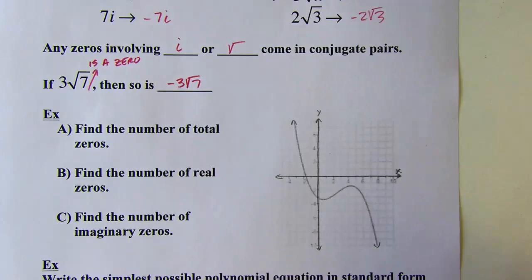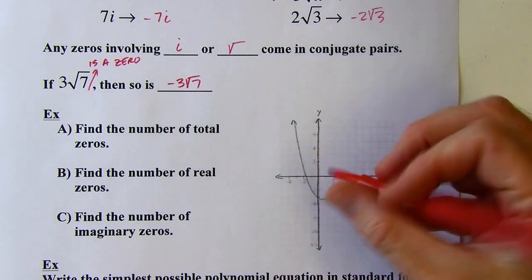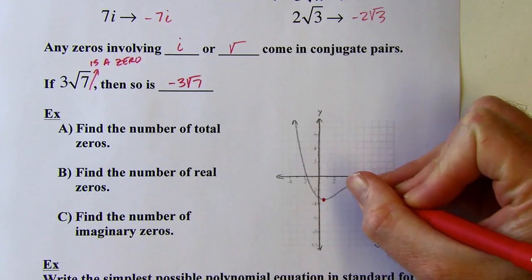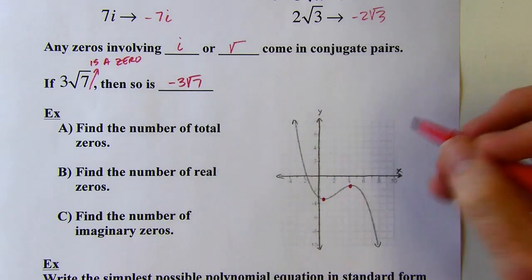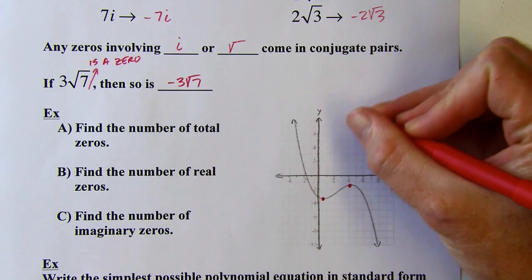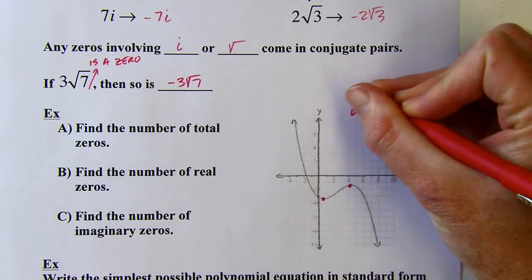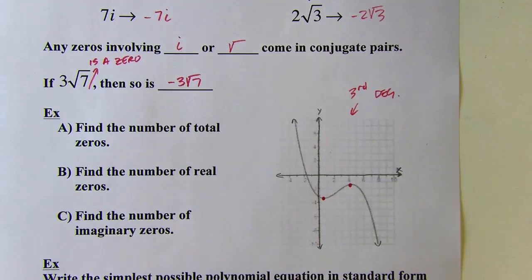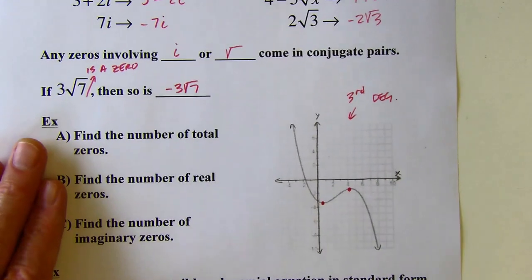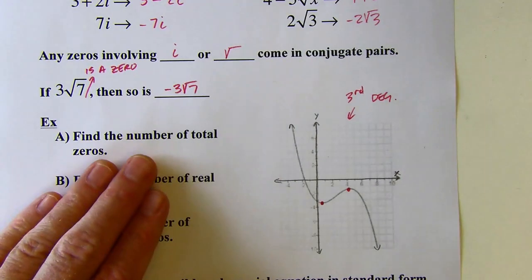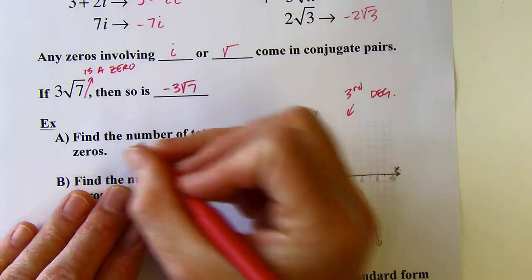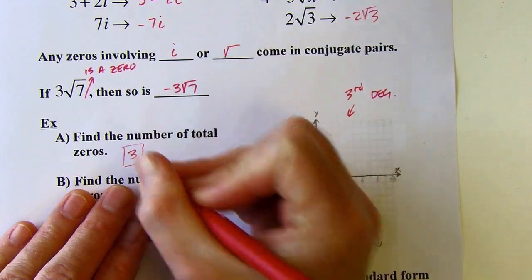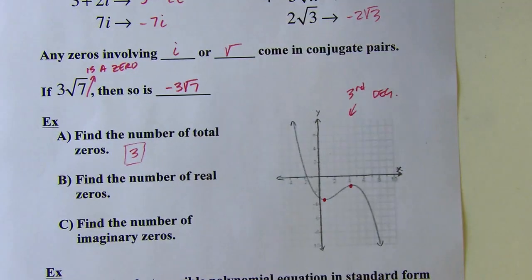Okay? All right. So next problem here. First, I'm looking at this and I'm thinking, how many turning points do I have? And I've got 2 of them, right? 2 places where the curve turns around. And that means that this is going to be a 3rd degree equation. Okay? So if this is 3rd degree, well, using the fundamental theorem of algebra, then I know the number of total zeros that it's going to have. It's going to have 3, right? A 3rd degree function should have 3 zeros.